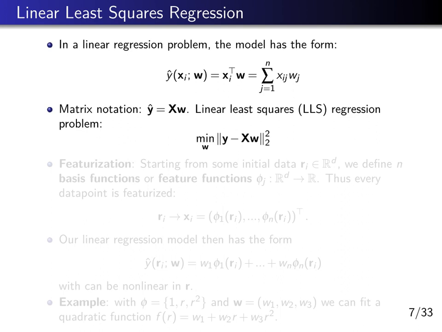Now we can also write this in a matrix notation for all the data points at the same time. So the vector of predictions y hat equals the X matrix, which contains all the measurements in the rows and the dimensions in the columns, matrix product with the w vector. And that means we can write linear least squares regression by minimizing the 2 norm of the difference vector between the labels y and the predictions y hat, or Xw.